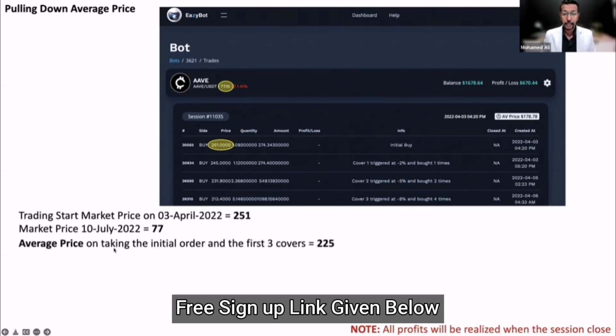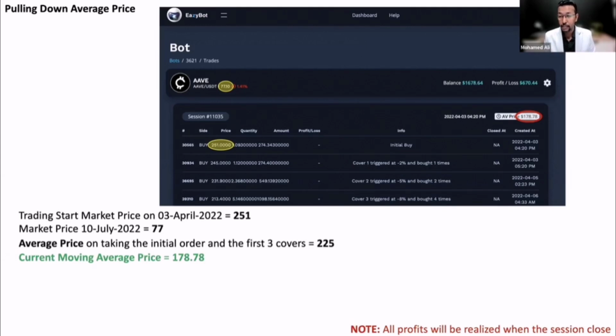The average price when it took the first 3 trades on the top was just 225. So what happens now? The average price has really moved down and reached 178.78. If you look at it today, it's lower than this, but I'm looking at yesterday because this screenshot was taken yesterday, on 10th of July.